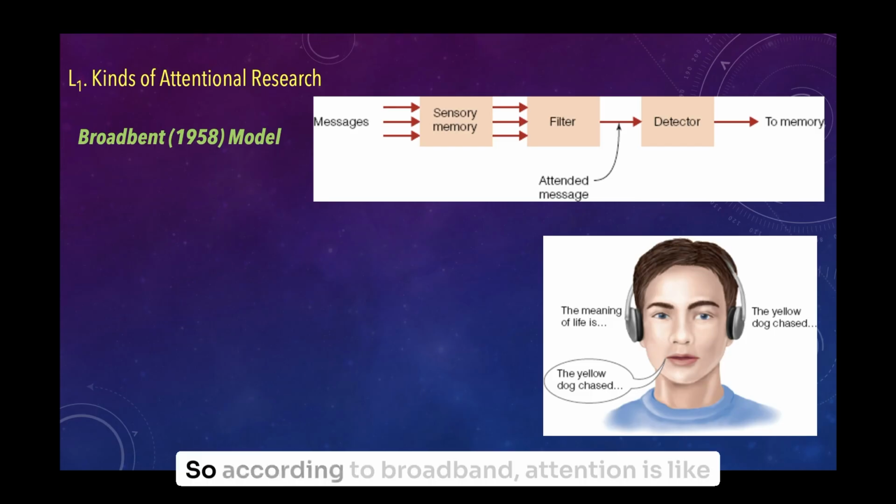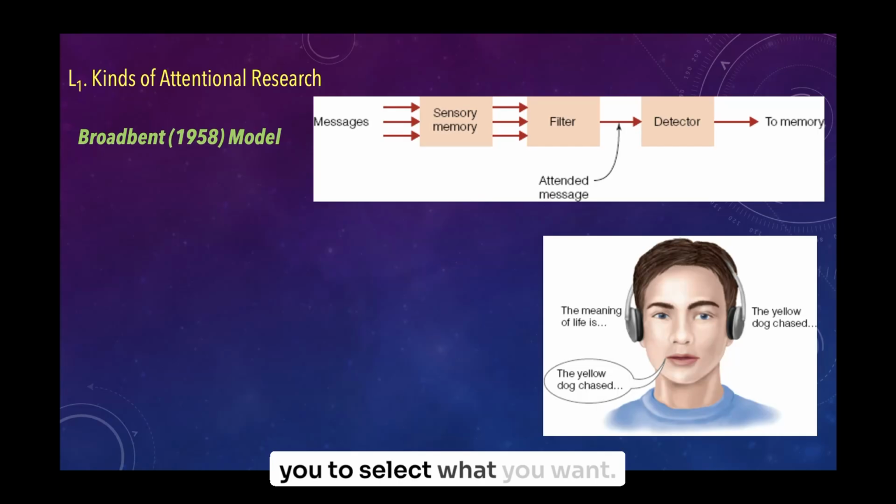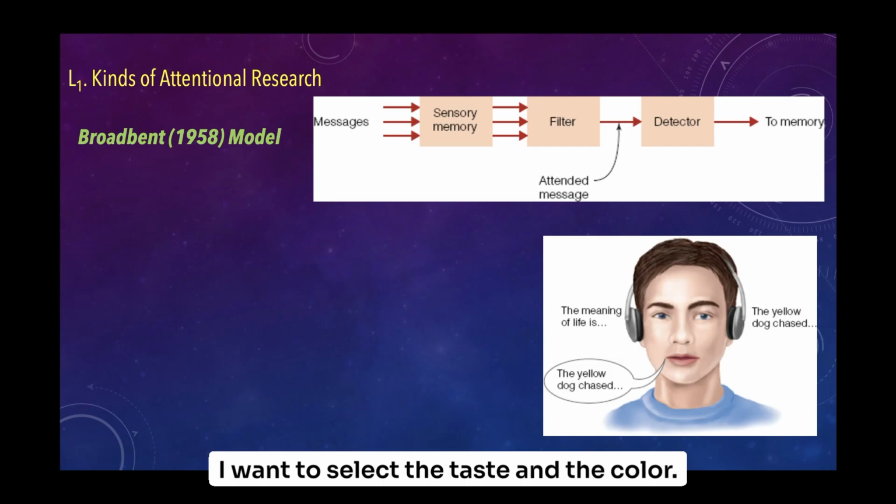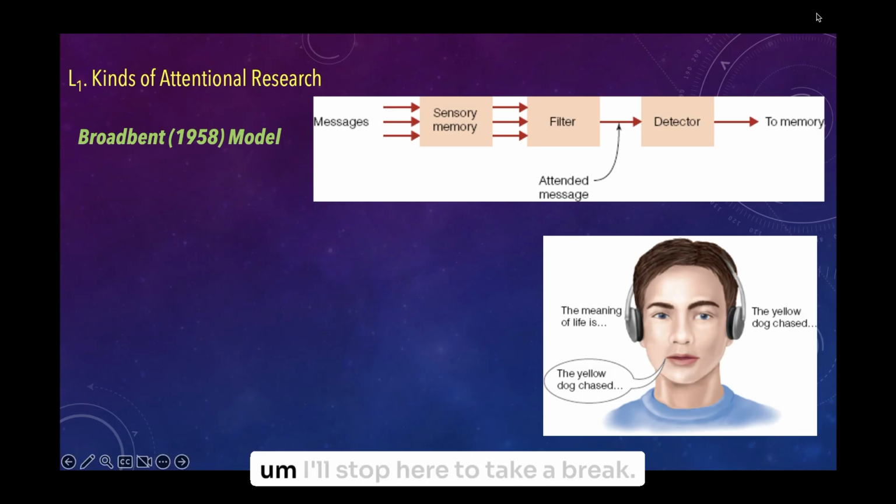According to Broadbent, attention is like a filtering process where you are processing everything at a level that is sufficient for you to select what you want. Here, I want to select the taste and the color. That's what passes through because it is processed based on the size of the particles. So that's the idea. And again, there are other theories of selective attention that another video talks about, which you can watch, and that video will follow this one. I'll stop here to take a break.